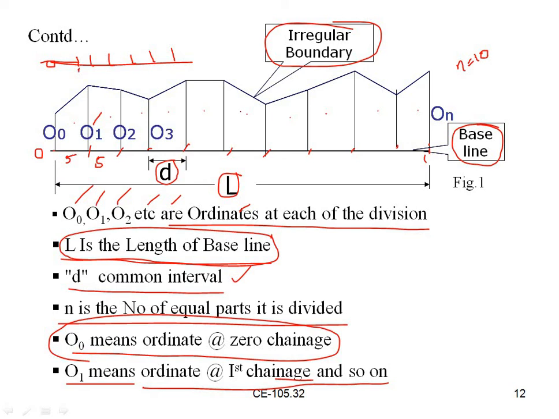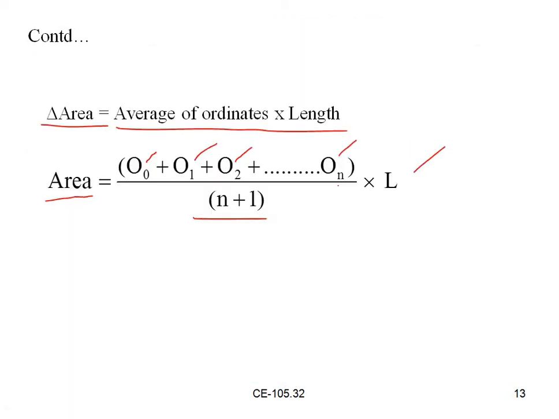So these ordinates are taken at common intervals, and that's why this is called the baseline. This baseline should also be straight and should be checked correctly. Here, this is the formula for calculating the area.